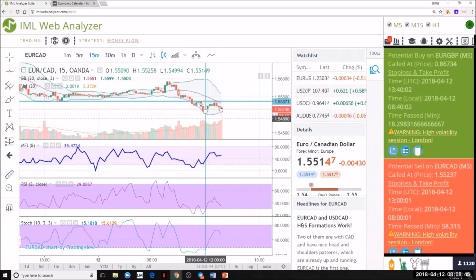That way we're catching more pips than we're risking. So many people at the end of the day are like, oh my gosh, I do great, and then I get one trade and it hits my stop loss and wipes out my profits, and that's a little bummer. So that's why I'm giving you this strategy.